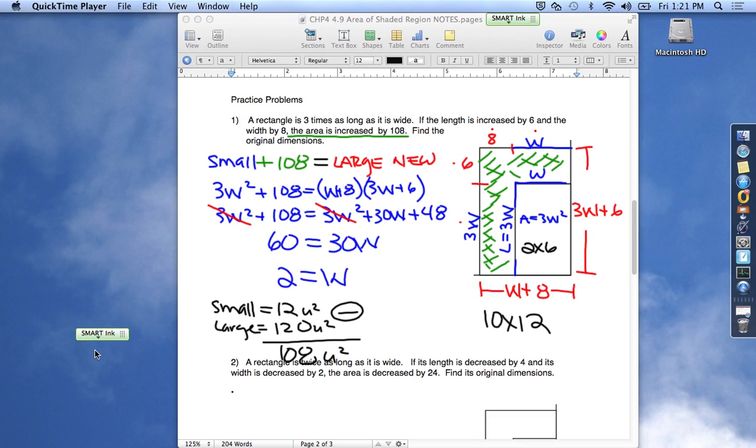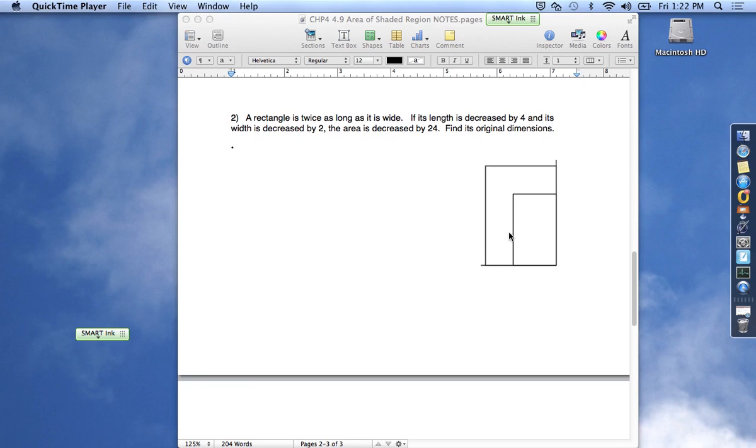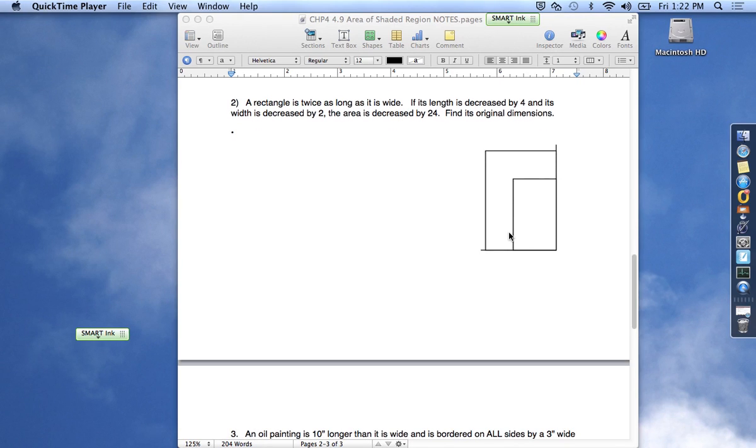I'm going to set up the second problem a little bit for you and ask you to finish it on your own. So I have a rectangle that's twice as long as it is wide. If its length is decreased by 4 and width decreased by 2, the area is decreased by 24. So just for the purposes of this, just understanding so that we're all actually doing the same problem, let's assume that we're starting with a large rectangle and it's losing area.